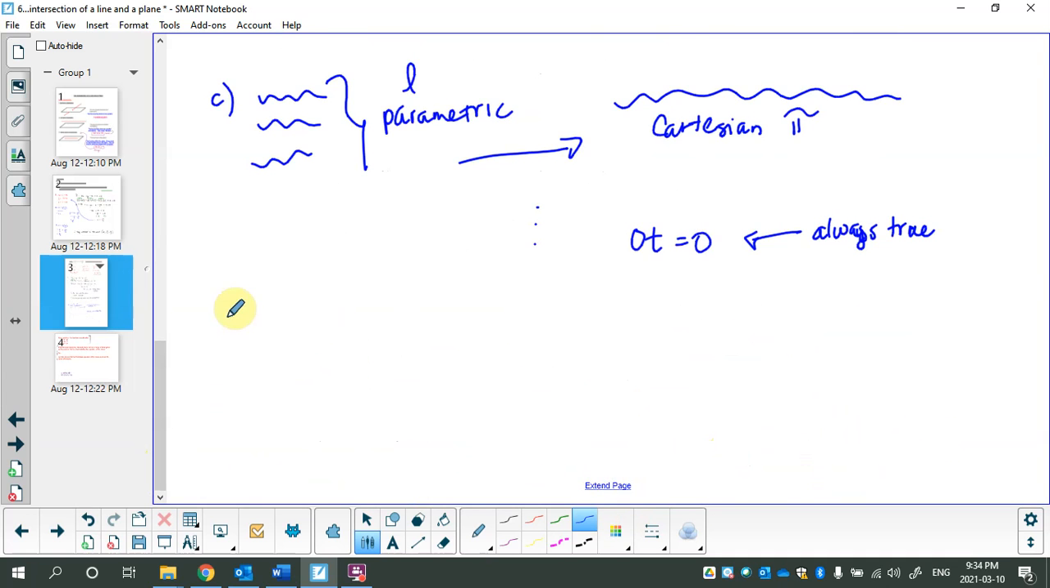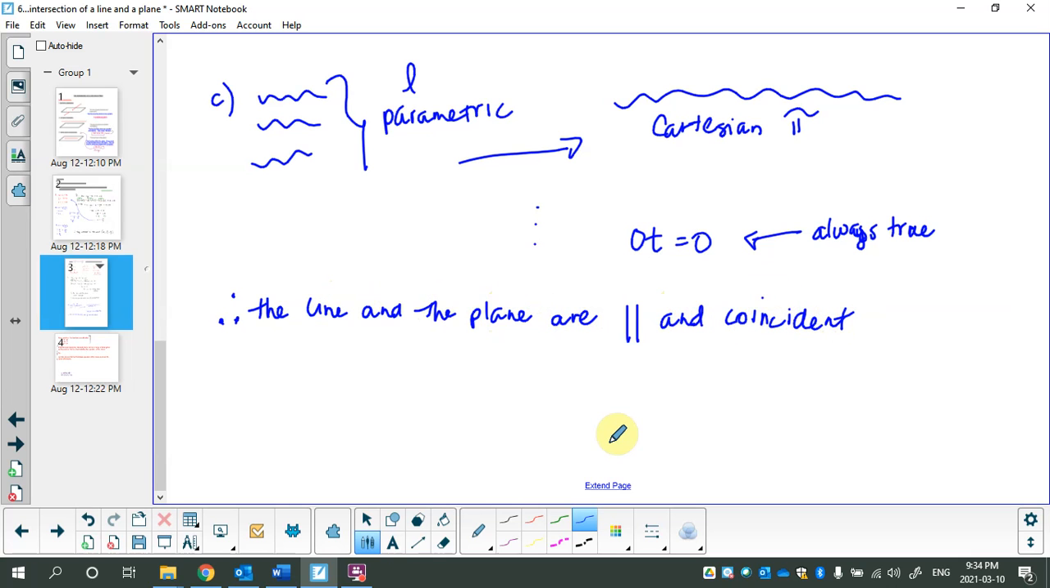So you get to say, therefore, the line and the plane are parallel and coincident, which is you describing how they look on a page or in space, but that doesn't tell you where they actually intersect. So the first one was intersecting at a point, you tell me about it. The second one, not at all, so you don't have to tell me about it.